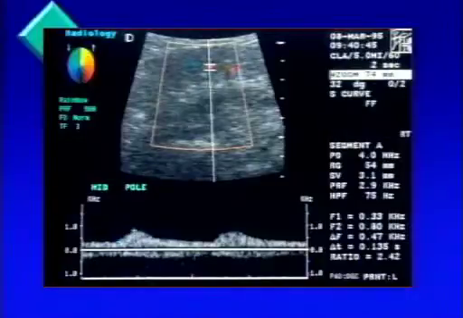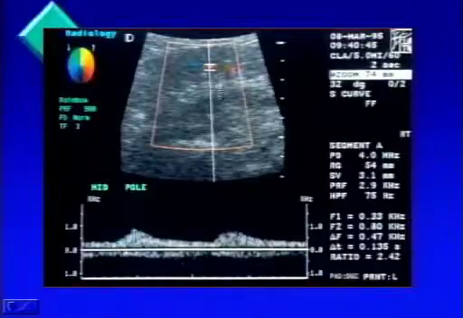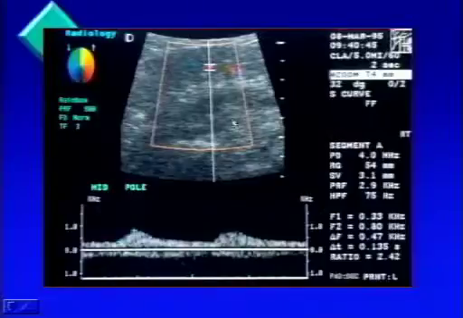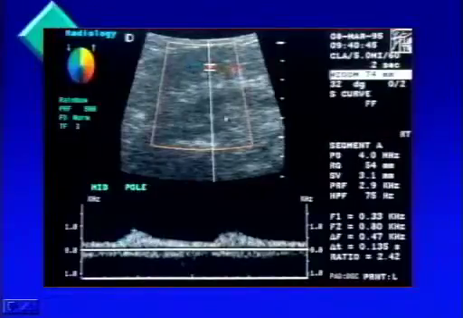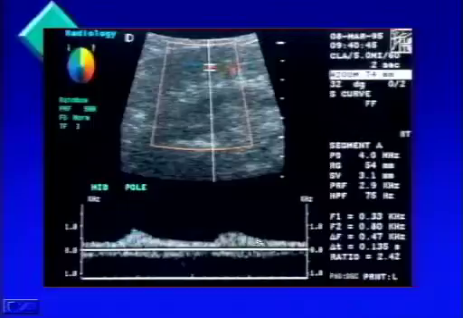So this is an example of an abnormal indirect method. First of all, in the kidney you can see that there's very little color. We only see just a couple little dots of color. Right away we know that the kidney does not have very good perfusion. We put our sample gate in the segments where we're going to be looking at flow, and you can clearly see the change in the waveform pattern is very blunted, very dampened.